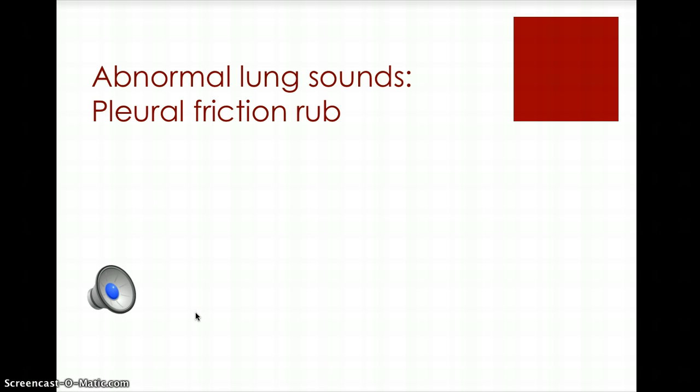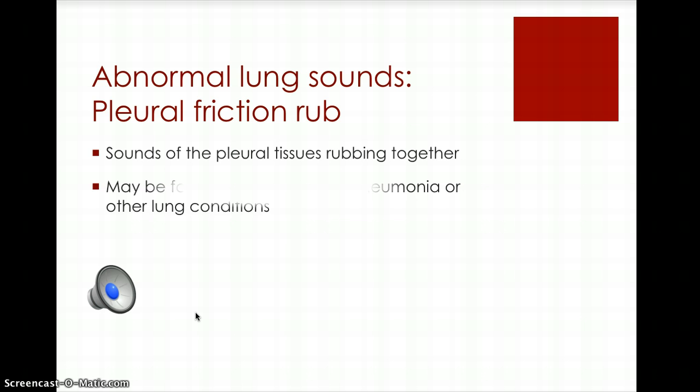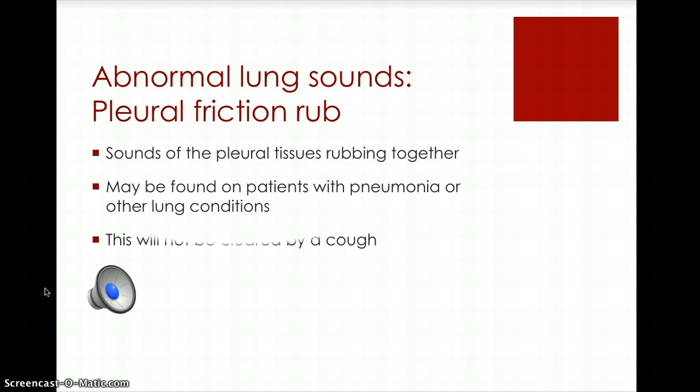The next is the pleural friction rub, and this is actually when the pleural tissues are rubbing together. You kind of hear like a squeaking friction sound. It may be found on patients with pneumonia or other lung conditions. Let's listen to that. You can really hear that rubbing together sound. And this will not be cleared by a cough. So if this is going on with the patient, this is something that's not going to be cleared when they just clear their throat.